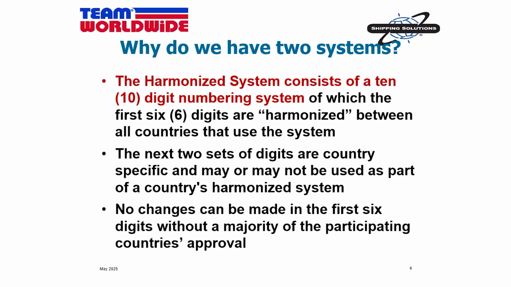The structure is a 10-digit numbering system of which the first 6 digits are harmonized. Harmonized means the definition and the corresponding rules are the same for every version of the harmonized system. The last 4 are country specific. A country can look to not use the last 4 and they would be all zeros, or they can use them to any level to gather additional information that they feel is necessary. No changes can be made to the structure up to the first 6 digits unless the majority of the countries who utilize the system agree.